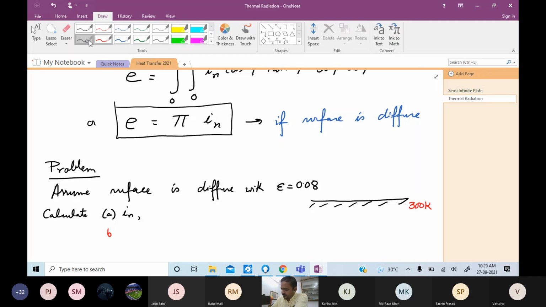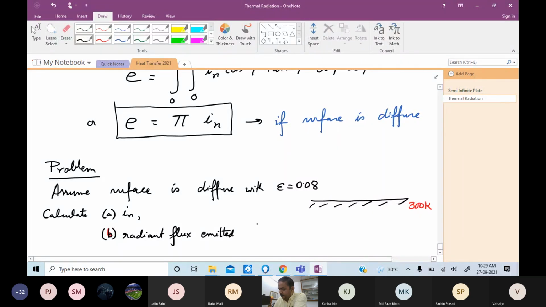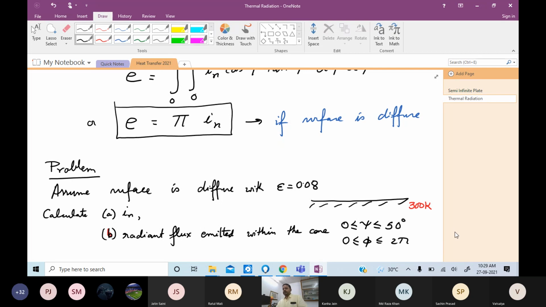And B, calculate the radiant flux emitted within the cone, and let us make it 0 to 60.